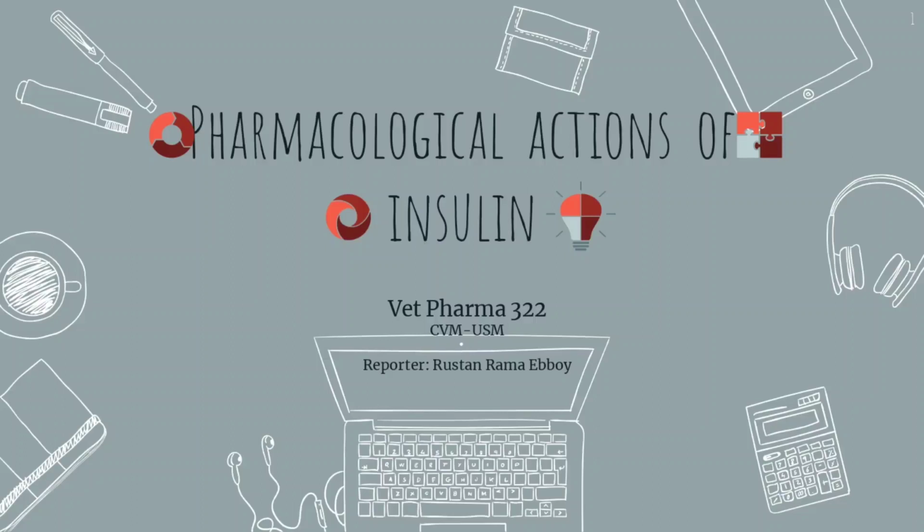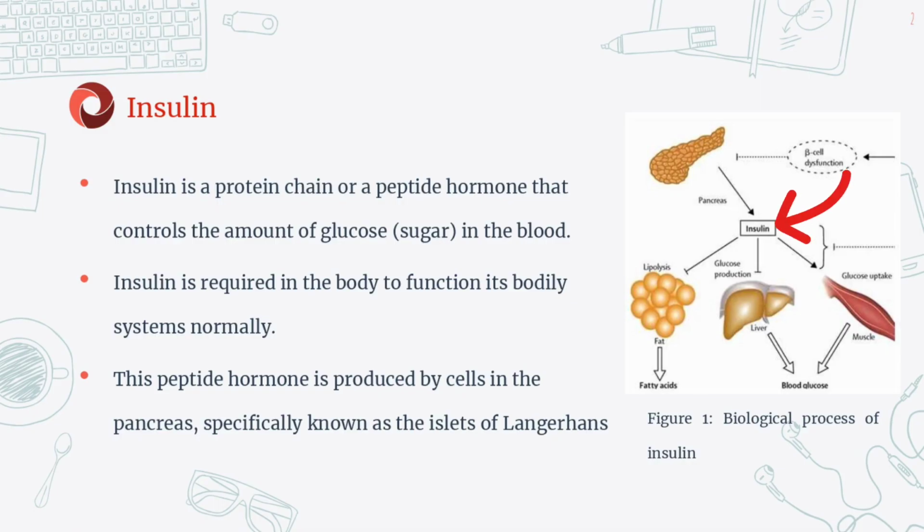In today's topic, we are going to talk about the pharmacological actions of a peptide hormone called insulin. First, what is insulin? In a simple definition, it is a protein chain, or simply a peptide hormone, which controls the amount of glucose, specifically sugar, in the blood. This peptide hormone is produced by the cells in the organ called the pancreas, specifically the islets of Langerhans.